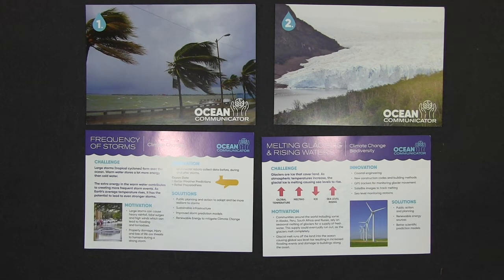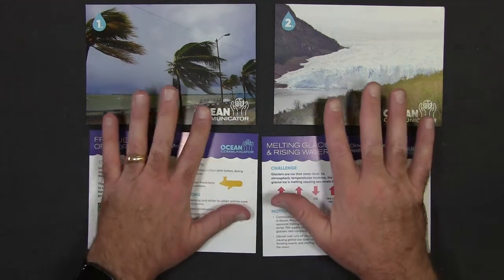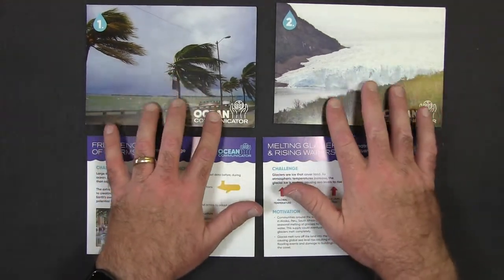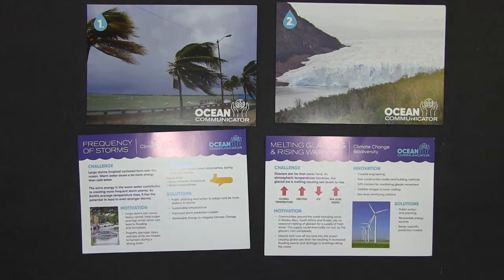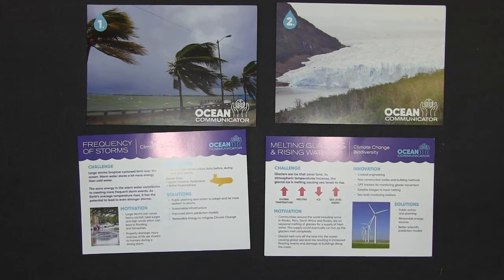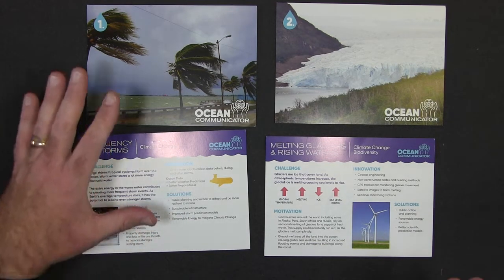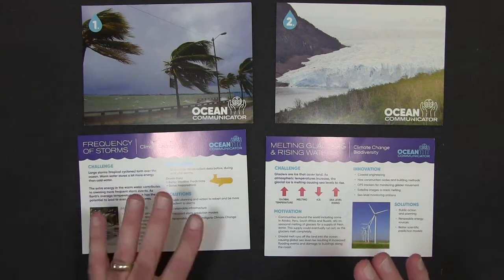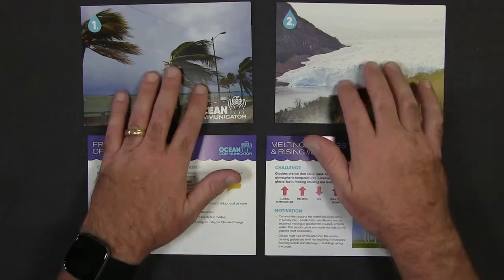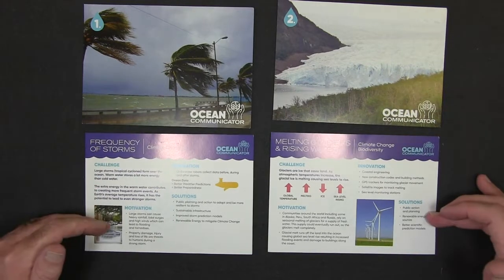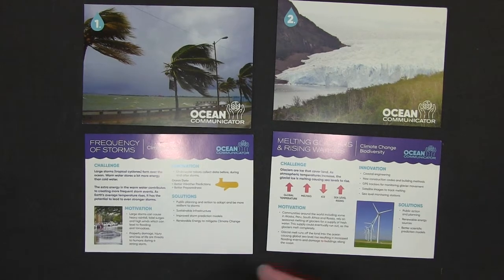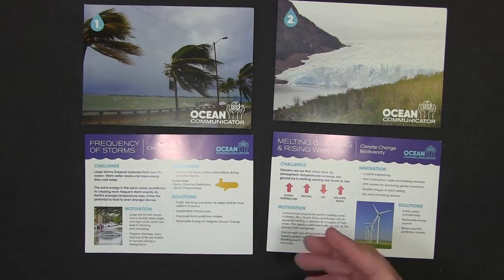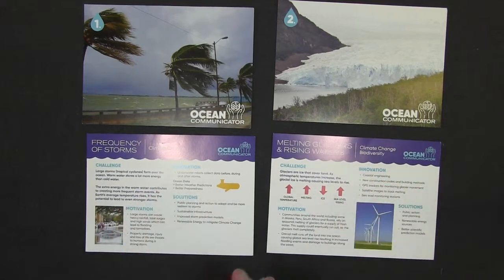This activity is called Ocean Communicator, and you will have 7 different picture cards and 7 different informational cards. To start, you will mix these cards up and have your participants take time to determine which picture card goes with which information card. What you see here are actually 2 of the picture cards and 2 of the information cards that go with them.